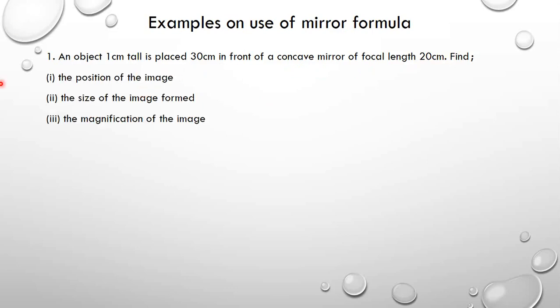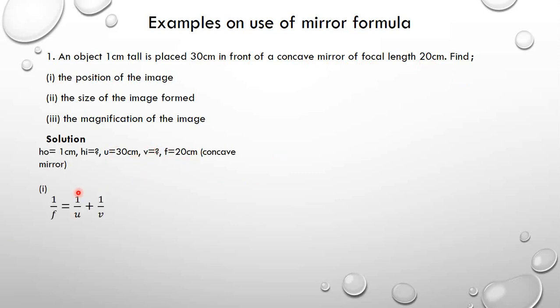Now here in this question they have given us the height of the object, and it is 1 centimeter, and then the object distance is 30 centimeters, and then it is a concave mirror, which means that the focal length is going to be negative 20, and therefore we can get the V using that. Let's summarize that. And so here we can see that we are lacking V, we have U and F, so we can use the mirror formula, and we shall make V the subject.